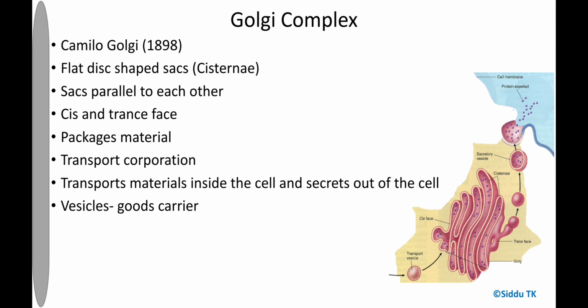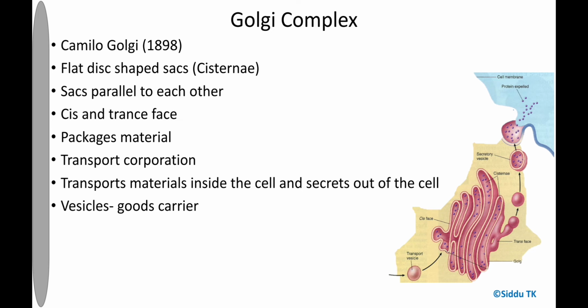The Golgi complex has two faces, a concave face called the cis face. The protein vesicles come and join the Golgi apparatus at this cis face. Another face is the trans face. It is convex shaped and protein vesicles are sent away from this face.